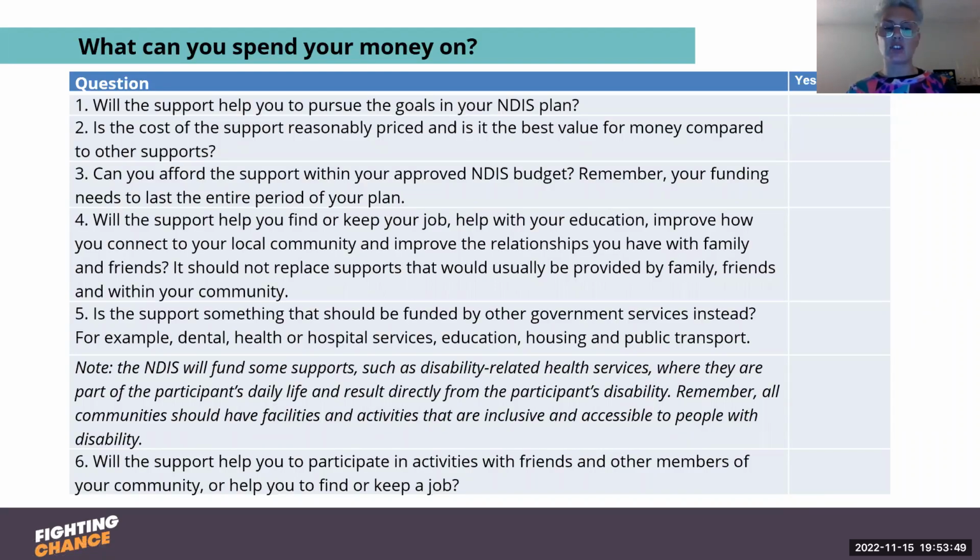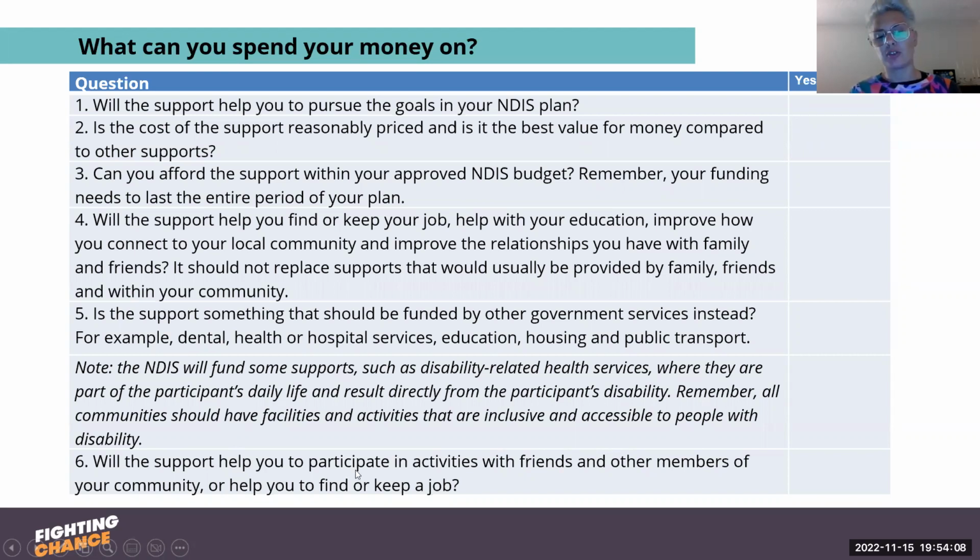And it needs to be something that's not funded by other government services. So make sure it's not funded by health or education, public housing or transport, like public transport or disability transport programs.